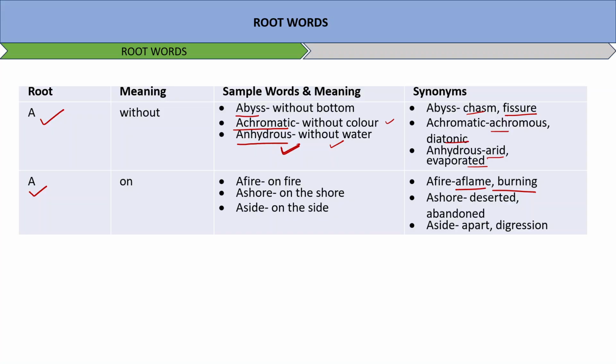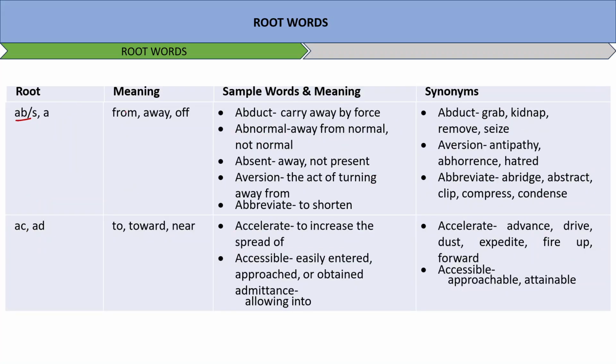Now the root AB or ABS. AB means what? It also means from, away or off. Abduct, carry away by force. Abnormal, away from normal, not normal. Absent, away, not present. Aversion, the act of turning away from.